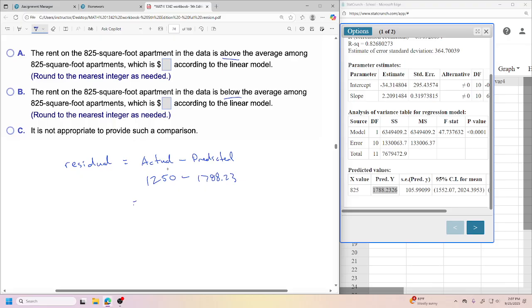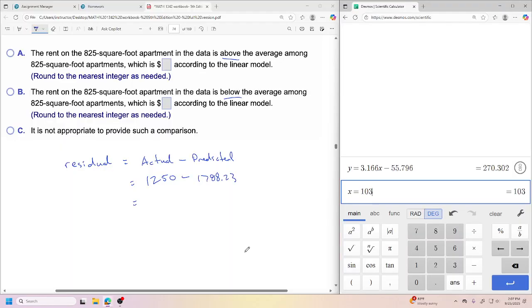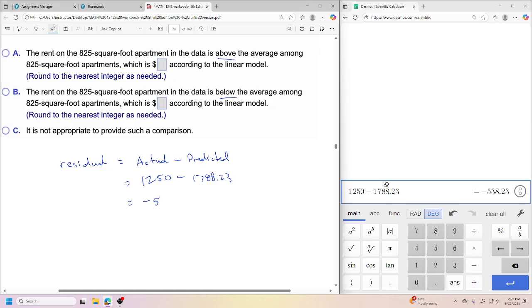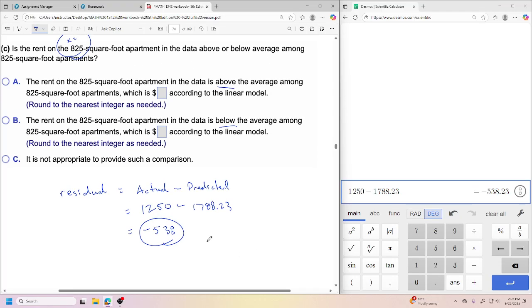So if you do the math here, we have to subtract, so calculator, I guess. We could do this. 1788.23, just in case. And so I've got a negative 538, and it does say nearest integer, correct? So 538, is that good enough for what we're doing? That'll work. So would that be above or below? Below, negative. And then that's when you put 538 in the box there.